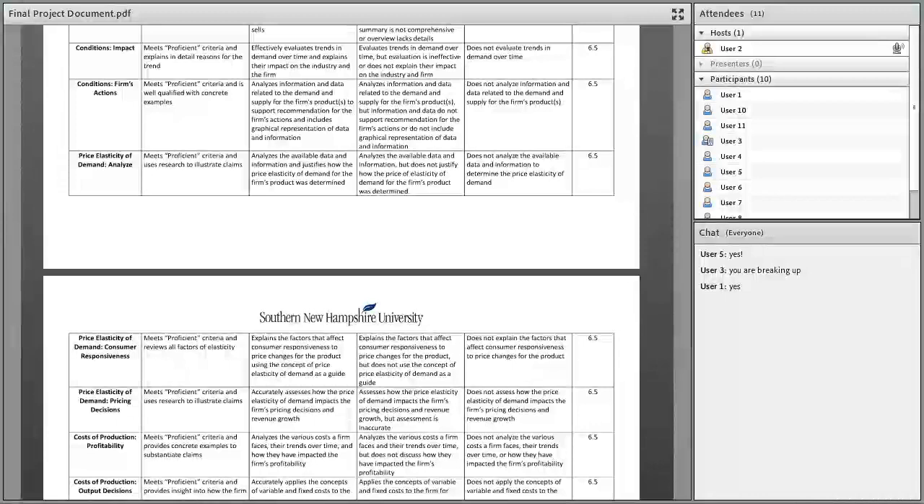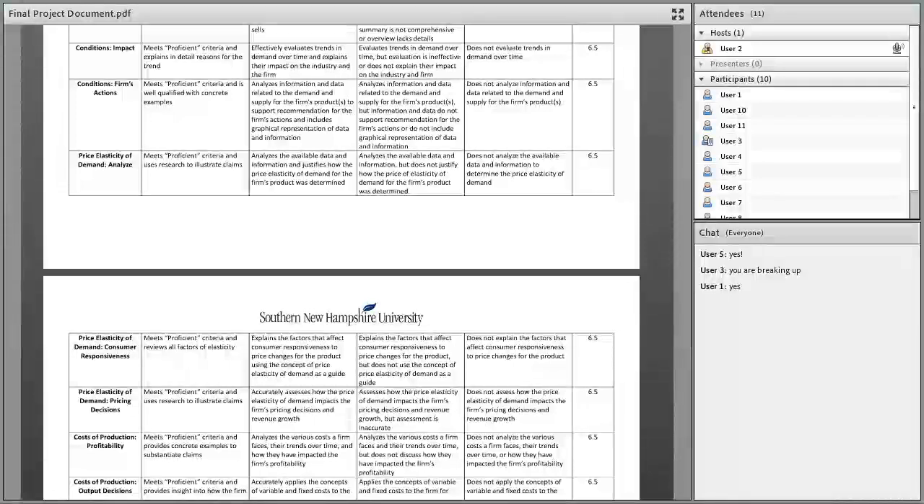If you go over all 5 of them, you will be exemplary for the purpose of the final. And the last element of price elasticity was the pricing decisions. And here again, to be exemplary, it asks you to use the research to illustrate your claims. So how did the price elasticity of demand determine the pricing decisions of your firm?